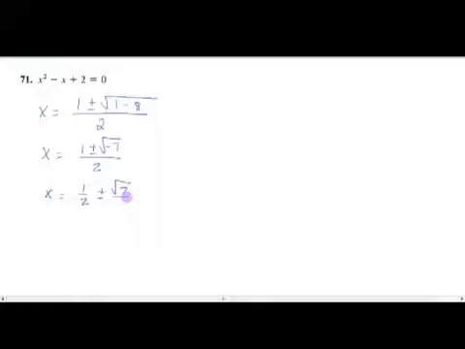Let's solve this using the quadratic formula. So x is negative b plus or minus the square root of b squared minus 4 times a times c, all over 2 times a. So x is 1 plus or minus the square root of negative 7 all over 2. And in complex form, it'd be 1/2 plus or minus the square root of 7 over 2i.